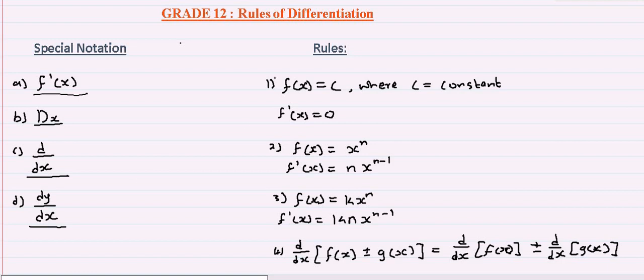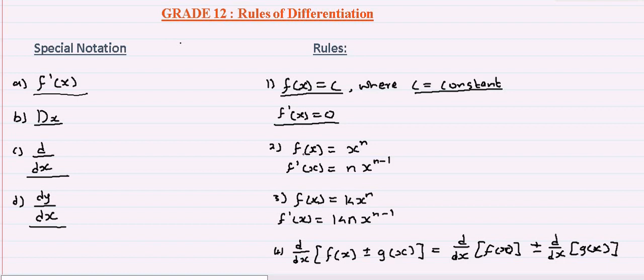So in grade 12 we only focus on these 4 rules that you must know to be able to differentiate. The first rule says if you are given f of x equals c, where c is a constant, the derivative of a constant is 0. That's rule number 1.